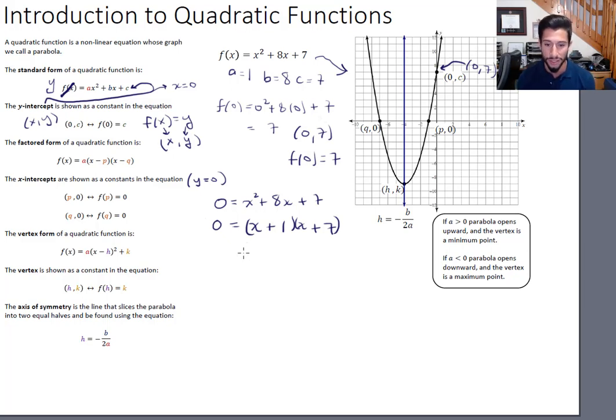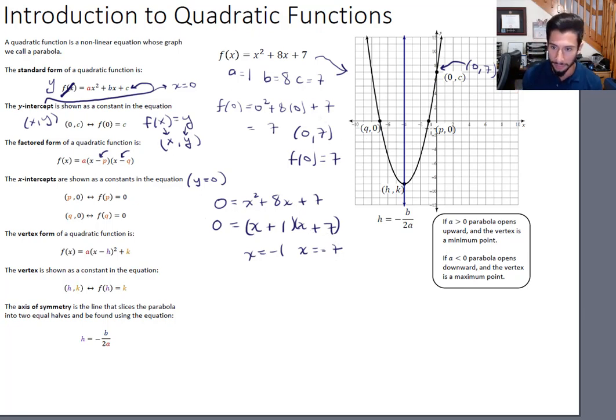I'm going to speed kind of through this. And you get that your x-intercepts are -1 and -7, right? A quick way to do this is to realize that right here, you see how it's minus p and minus q. Whenever there's a formula and there's a negative sign, think of that as the word opposite. So your x-intercepts are going to be the opposite of p and the opposite of q. Right here it's +1. So the opposite of +1 is -1. The opposite of +7 is -7.